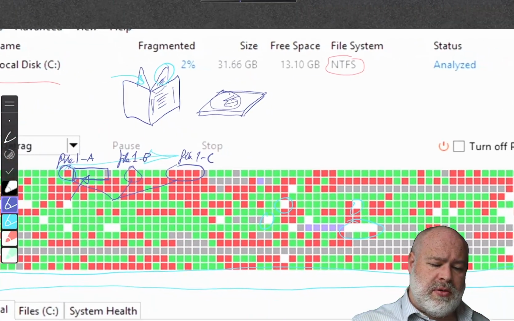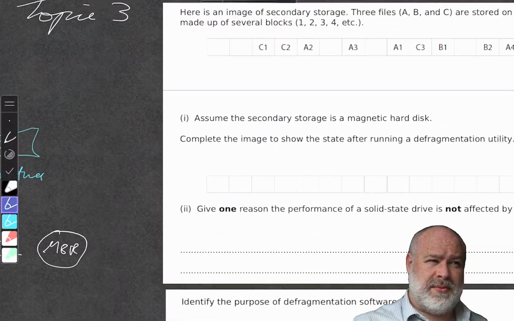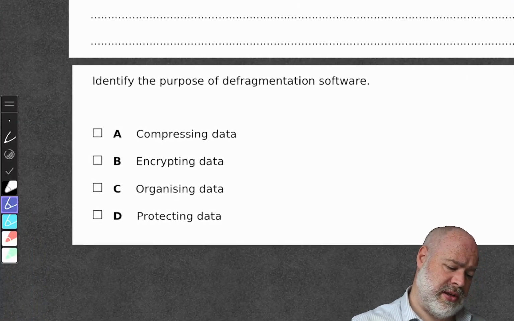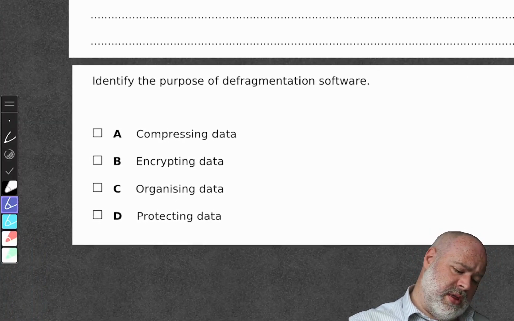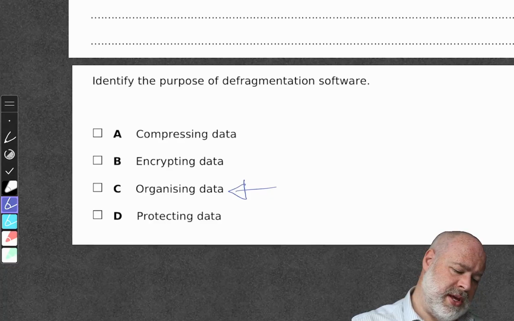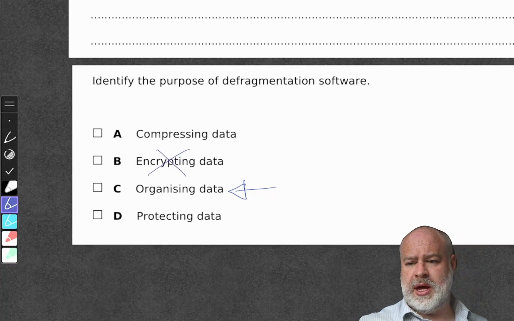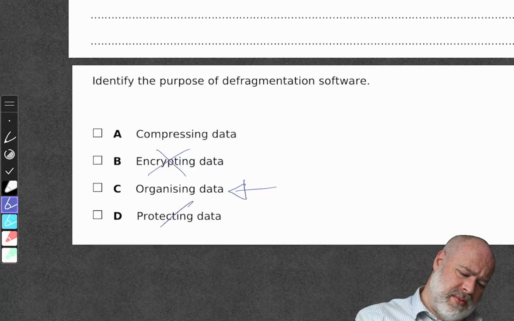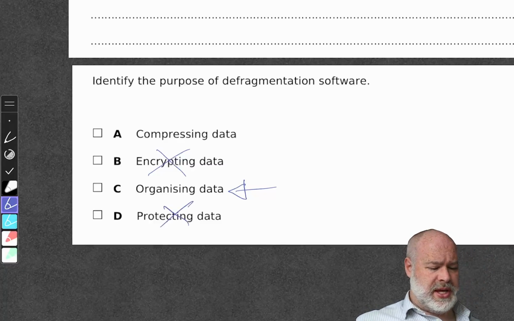So the best way, I think, to understand how this works is to look at an exam question. Let's start with an easy one first. Identify the purpose of defragmentation software. So the best answer here is C. I mean, we can immediately discount B, because it's definitely not encrypting the information at all. We're not making it difficult to read, and we're not protecting the data as well. That's not something we're doing. So it's between compressing the data or organizing the data.